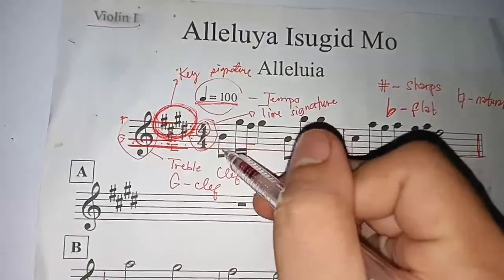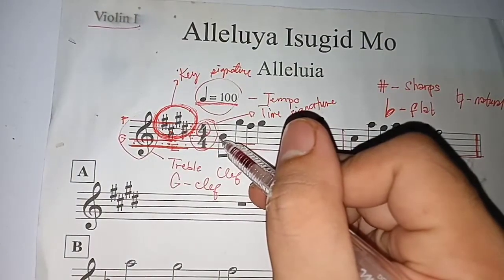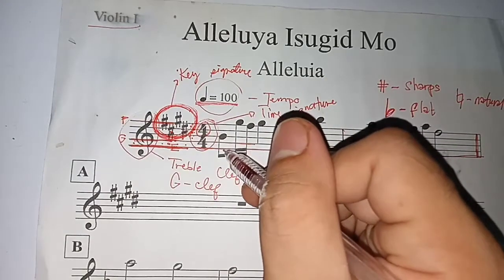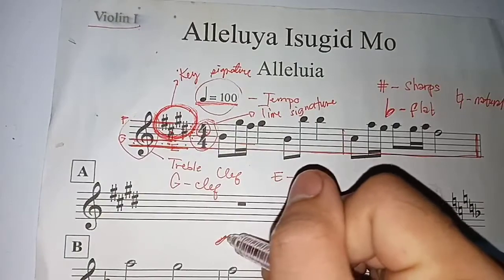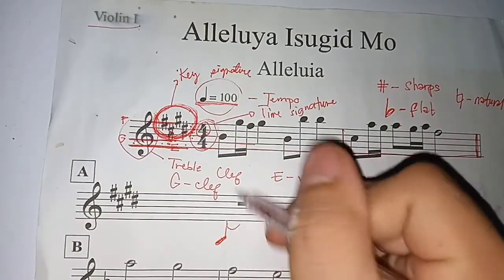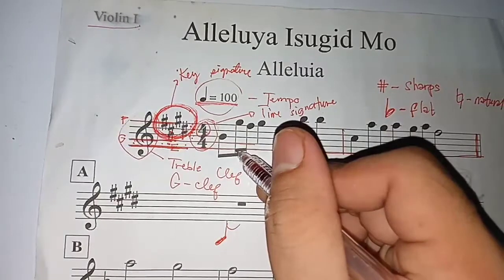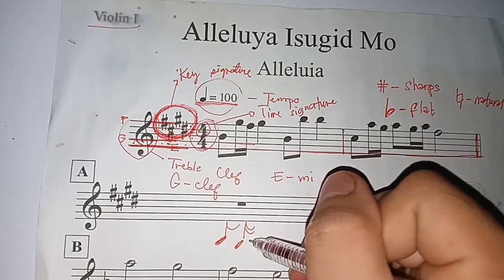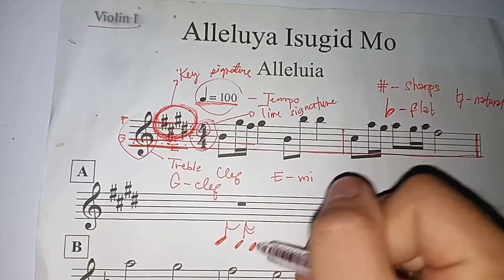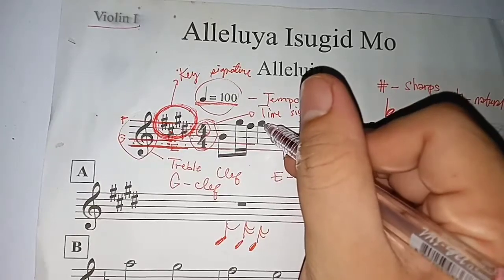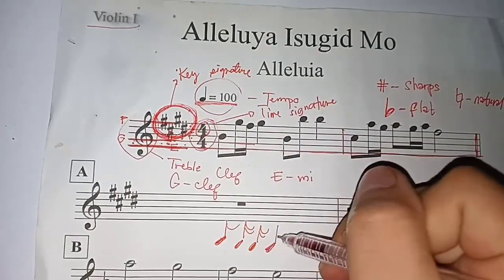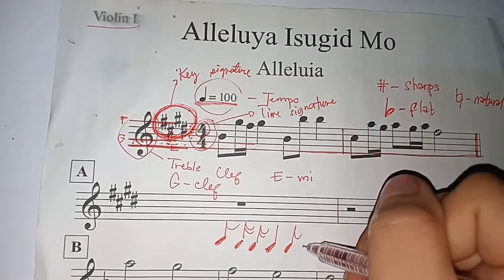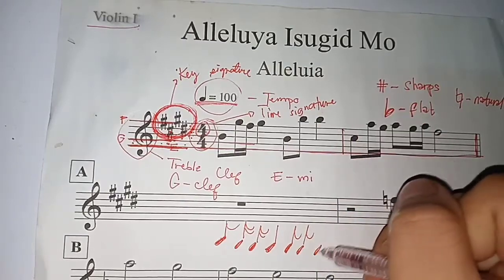So we have it here, this one. What note is this? This is an 8th note. This one has 2 tails, so this is our 16th note, so 2 16th notes. We have here a quarter note. Then we have an 8th note, 2 8th notes, and we have a quarter note.